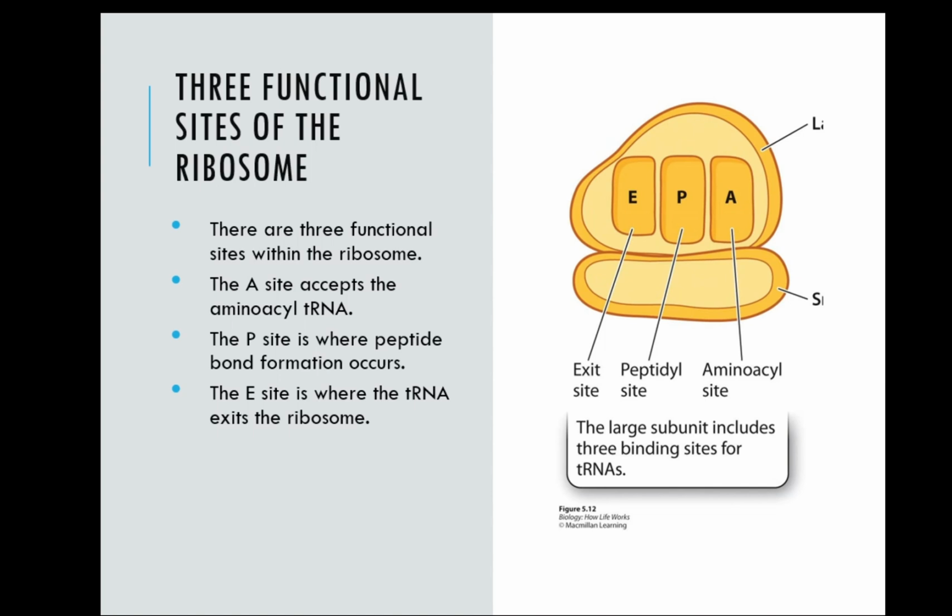Okay, so the 3 sites: the A site is the aminoacyl site. It accepts the transfer RNA, so you'll have your transfer RNA with an amino acid, and it's going to come here. Okay, the P site is where the peptide bond forms. The E site is literally a channel, and that's how the transfer RNA is released. Okay, all of those are in the large subunit. Okay, the small subunit does not have any active sites.